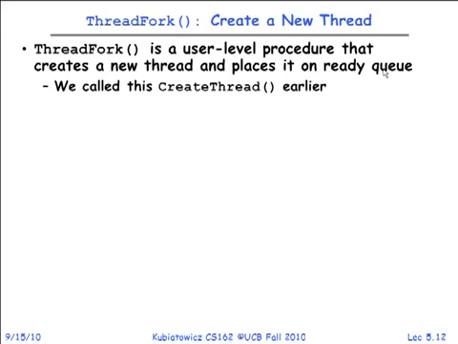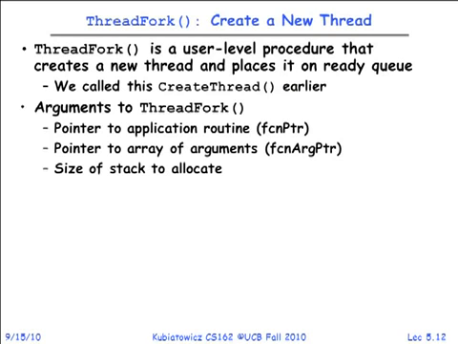What are some arguments to thread fork? Well, certainly you need to tell it what routine to run, because you're going to run a thread on some routine. That's probably a pointer to the application routine. It's quite possible that the thing you're going to run needs arguments, so there might be a pointer to a bunch of arguments. And of course, there might be the size of the stack to allocate. We're going to take the easy road on how to figure out how big a stack to make, and we'll just say that you, who are creating a thread, say how big the stack is. Okay?